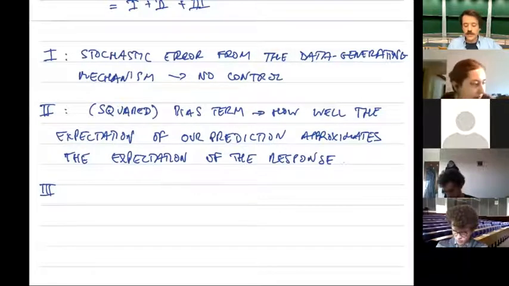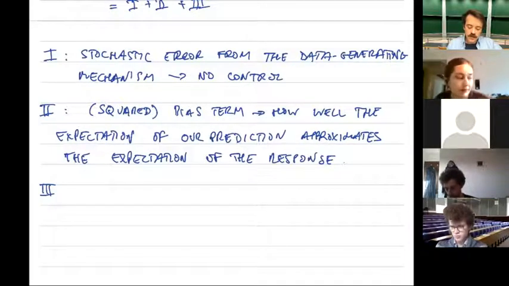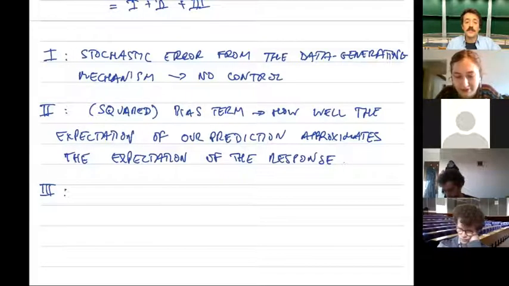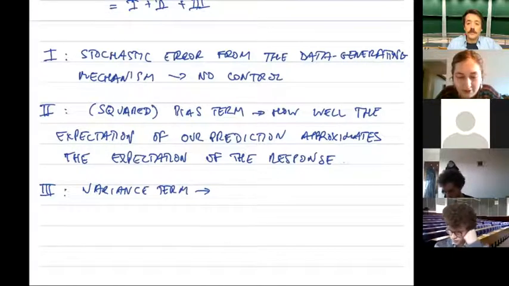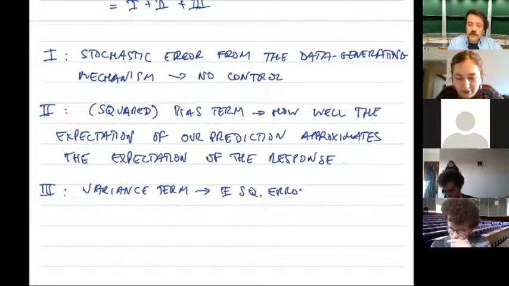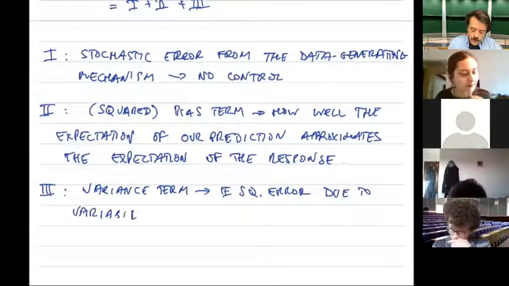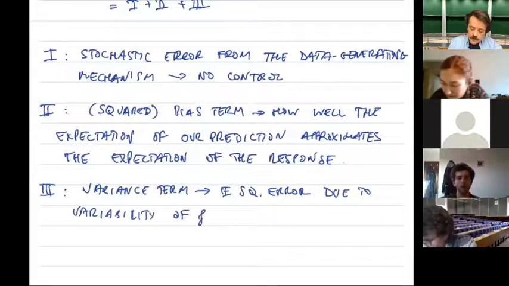Okay, so this, in some sense, if we didn't have to estimate our prediction... that's a bit of a tangent, I will go back to this. Anyway, the last term is what's called the variance term. So the variance term measures the expected squared error due to the variability of f hat.